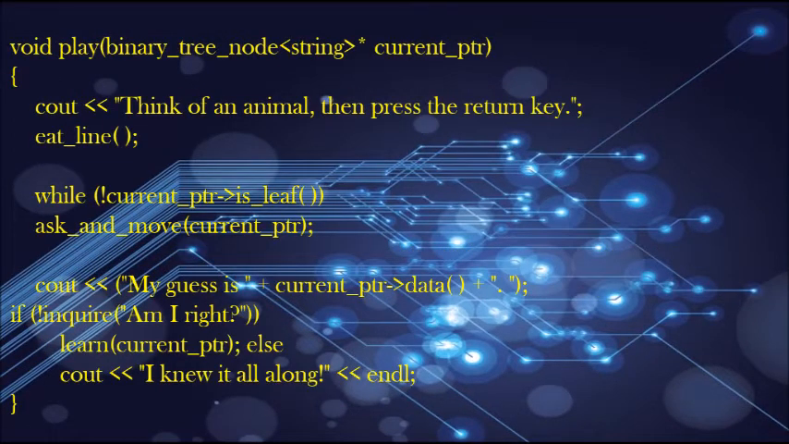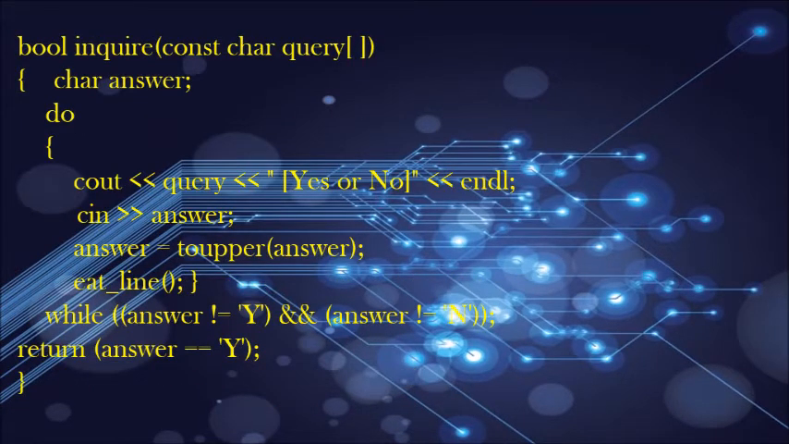In this function, we used while and if-else statement. In the while condition, it loops as long as the current pointer is not pointing to a leaf. In the if-else statement, if the condition is not inquired, the learn function will gather additional information, or else the condition displays the answer is correct. In this function, we use do while statement, which loops to check for the yes or no response of the user. Inside of the loop, we have the variable answer that is converted to uppercase letter, and the return value of this function is equal to y.